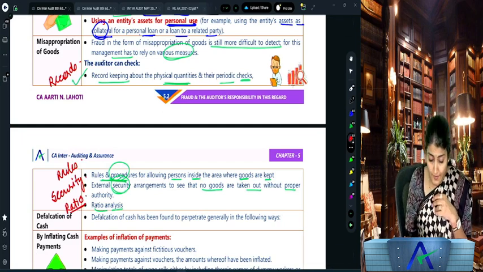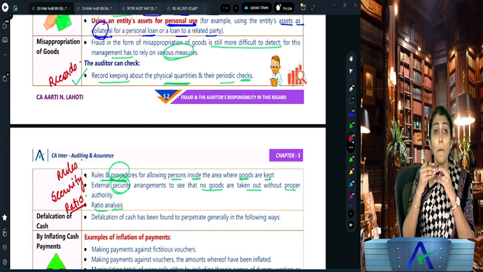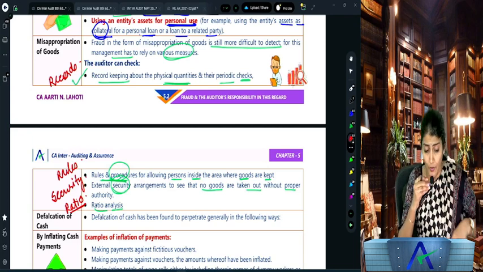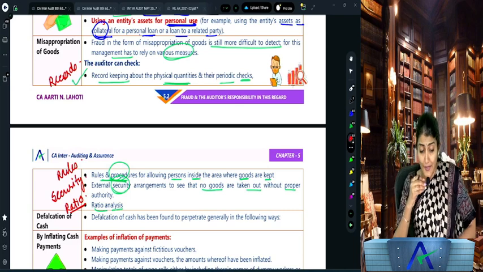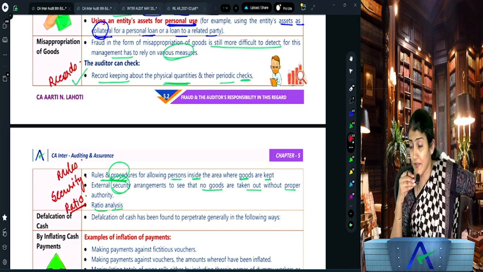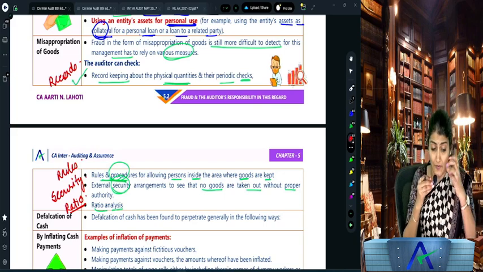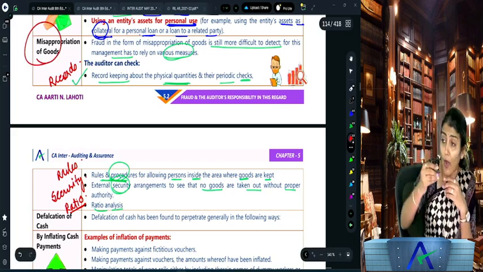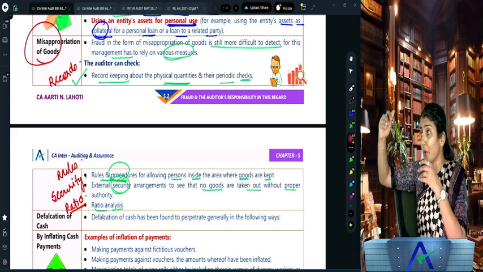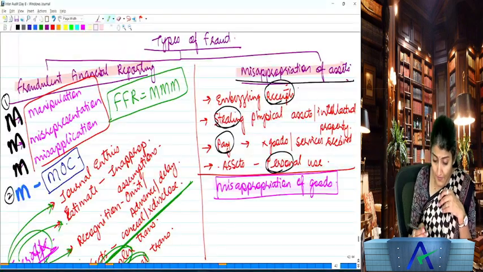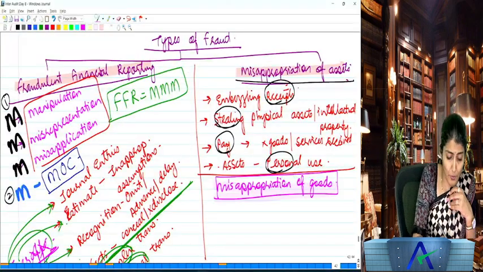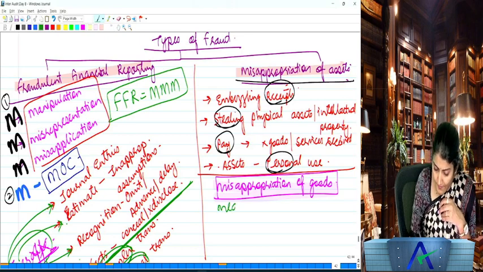So what does it say? It is very difficult to detect the misappropriation of goods. That is why management should rely on measures, and when you go for the audit, you need to check those measures. Here, are they talking about how misappropriation of goods is done? No, they are talking about the measures. They say, auditor, you need to verify the measures.